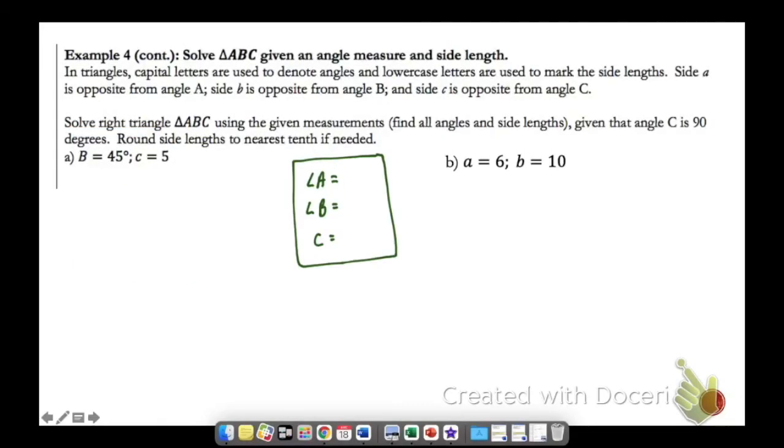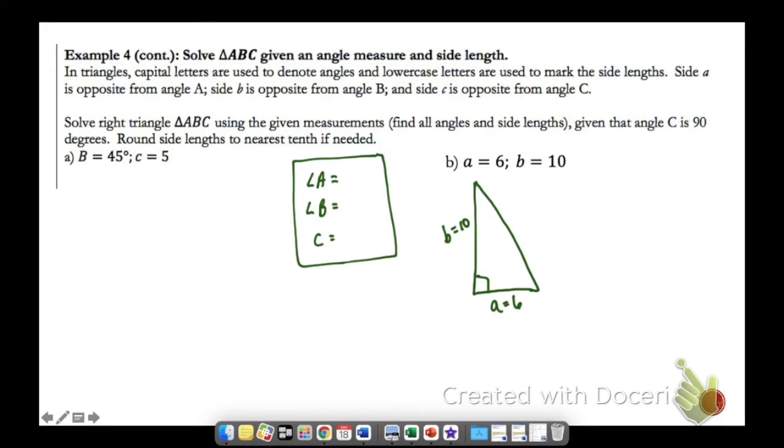For problem B, we're going to start by setting up our triangle. So we're going to draw a right triangle, and then we're going to label the two sides that we know, so side A and side B. And now I'm going to personally start by finding side C. You could start by finding either angle A or B, but I'm just going to start with my side.